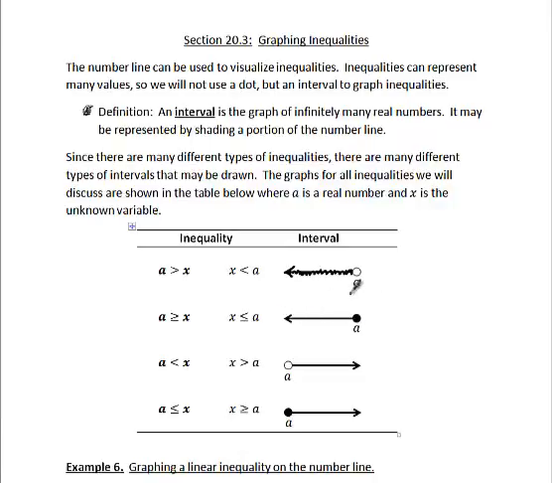So not only plotting points but also shading. Okay, so here we have two equivalent inequalities, a greater than x or x less than a. Both of these would be plotted the same way. We locate a on the number line. x cannot be equal to a, and so we don't put a solid dot, we put an open dot, and then we want all the numbers that are less than a, and so we shade to the left. Left is less. Left on a number line is less.